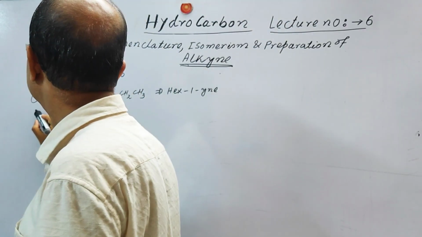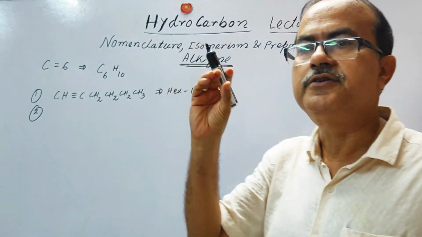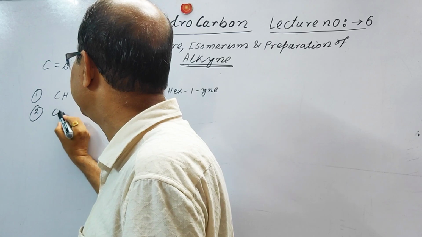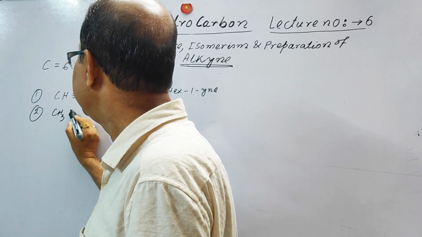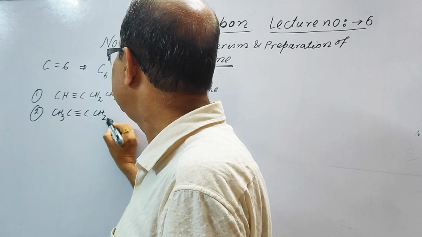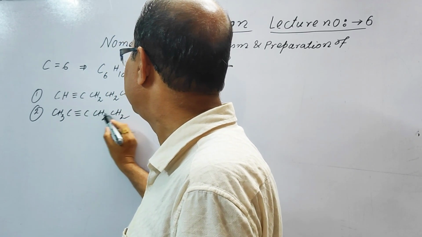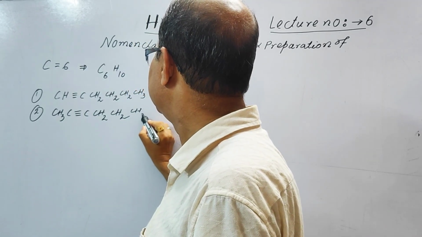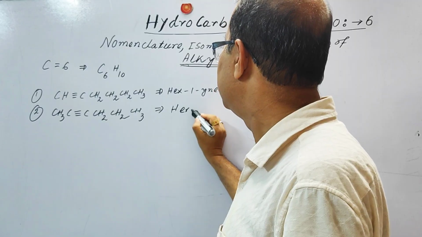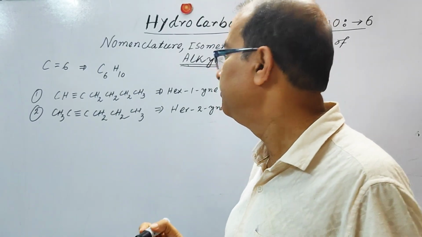In the second structure, we are shifting the triple bond from the first position to the second position. Here you can see CH3, C triple bond, CH2, CH2, CH3, where the carbons are numbered 1, 2, 3, 4, 5. So here you will find hex-2-yne.